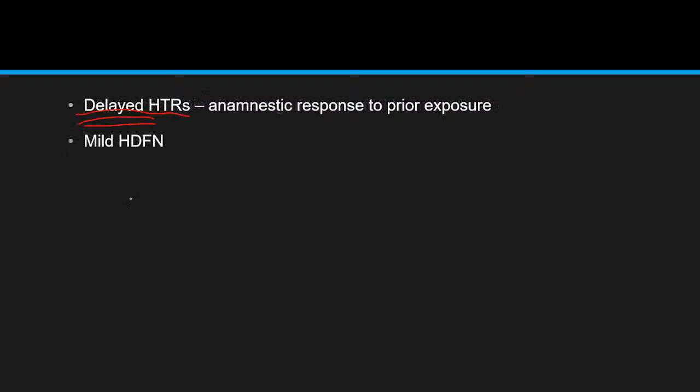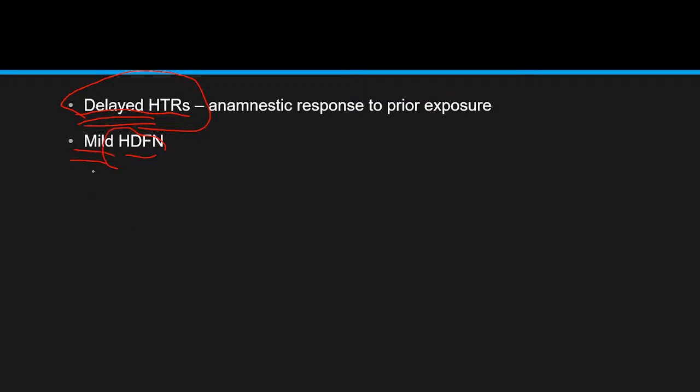Now, delayed hemolytic transfusion reaction is another discussion that we will have today. I think this will be the last discussion that we will have today. Hopefully, we have time to discuss it. It's just a short one. You will see the criteria by which a patient's delayed hemolytic transfusion reaction is classified, and then we're going to talk about mild hemolytic disease of the fetus and newborn.